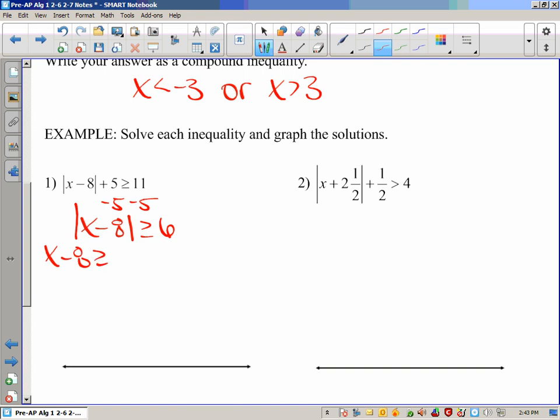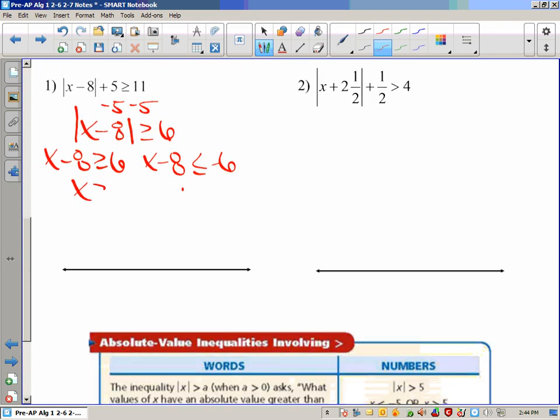So if I do this, that's the regular one. Here is where I'm going to need to flip the symbol. No, that's the same way. And make 6 negative. Add 8, get 14. Add 8, get positive 2. So on a number line, it's asking me to have numbers that are less than or equal to 2 and numbers that are greater than or equal to 14.